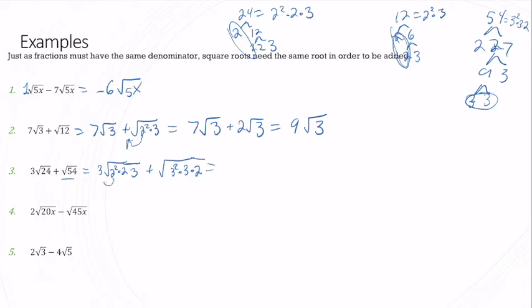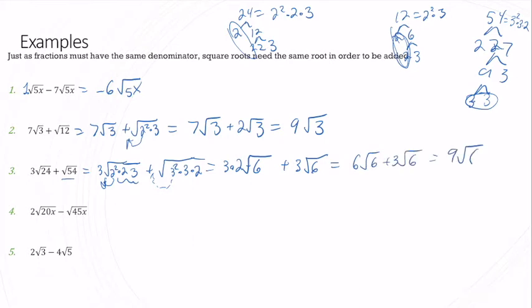This 2 is going to come to the outside, so I have 3 times 2 times the square root of 2 and 3, which is 6, plus this 3 comes to the outside, so I've got 3 square root of 6. So now I have 6 square root of 6 plus 3 square root of 6, which equals 9 square root of 6.